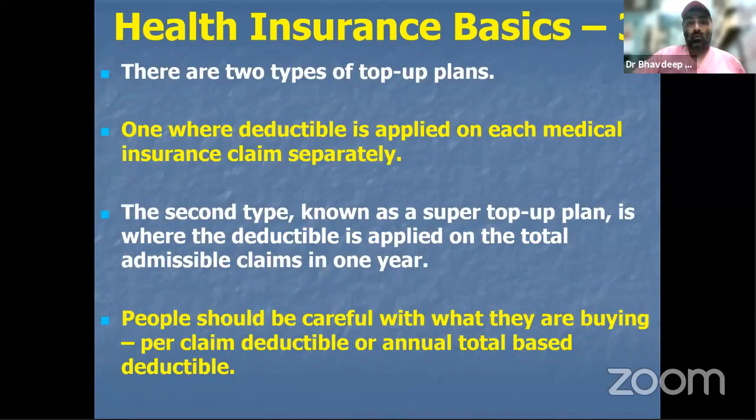So then there are 2 types of top up plans I've discussed. One where deductible is applied on each claim separately, or a super top up where deductible is applied on the total claim in 1 year. Super top up में बार-बार deductible नहीं लगता है, only once. Top up में लगेगा because the limit has to be crossed from the basic one. So you should be careful while you buy the plan and the deductible thing.